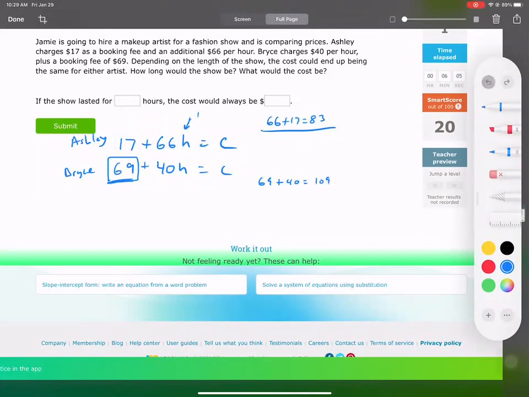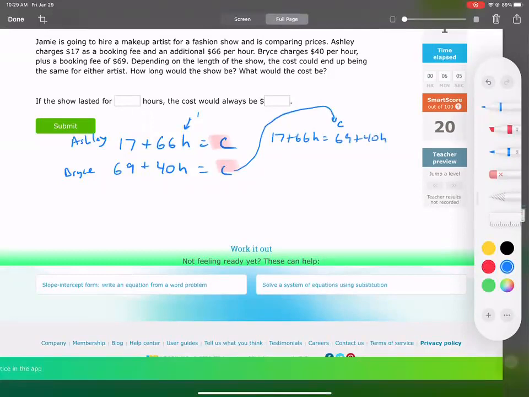Okay, so eventually they're going to catch up to each other. So let's go ahead and do substitution. Now the cool thing is we know that C is equal to C, and for substitution we make the variables plug in for each other. So I'm going to go ahead and write that out. We're going to say 17 plus 66h is equal to C, but we also know that this C can be substituted here. So we're going to say 69 plus 40h.